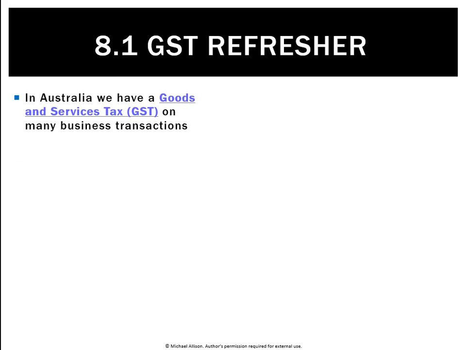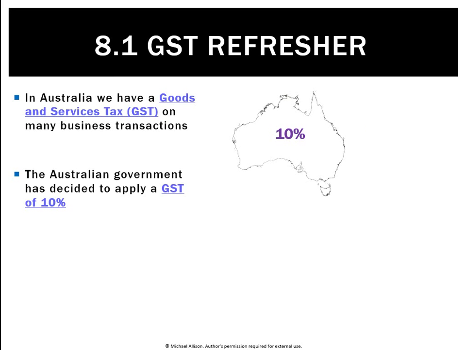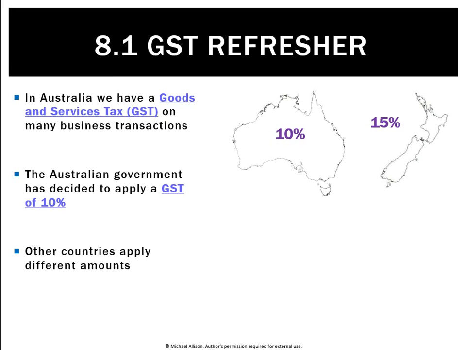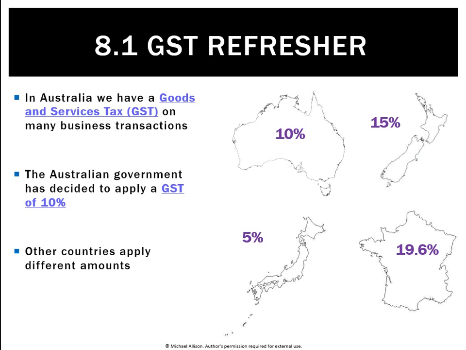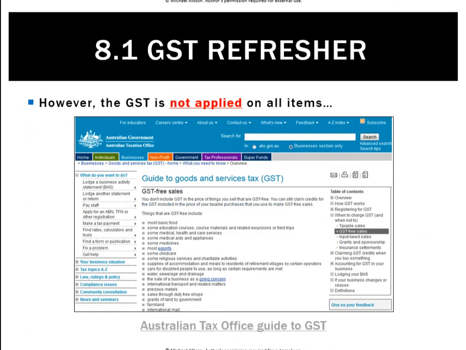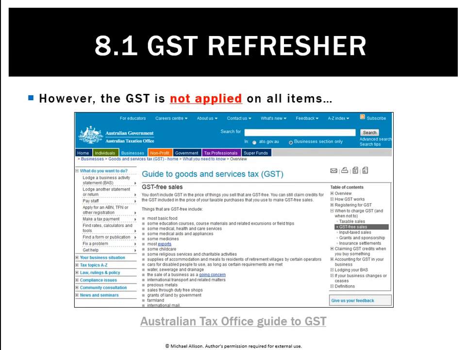In Australia, our GST is on many transactions, it's 10%. Other countries have a GST, but they use different amounts. New Zealand would be 15, Japan is 5, and France is 19.6. Thankfully for us, ours is 10, which is pretty easy to calculate. Just remember though, there are some items that don't have GST applied to them. You can go to the tax office website via the link and find those out.